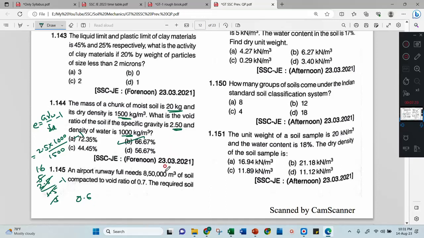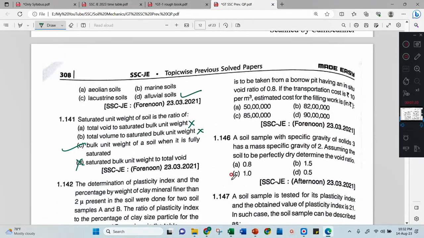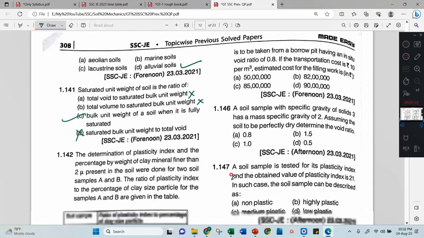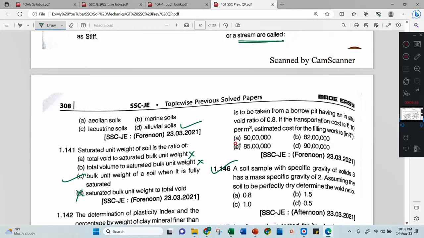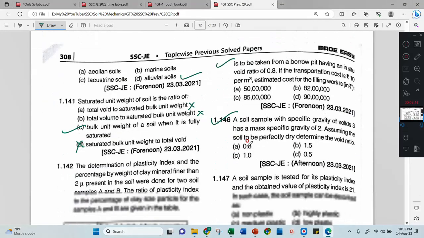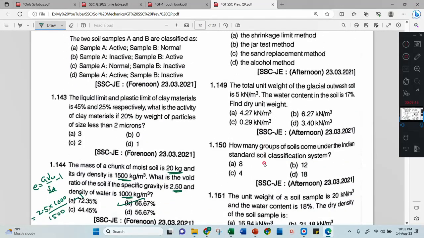Remember, in your first paper, calculator is not allowed. In paper 1 calculator is not allowed. No? You solve this problem. You solve this problem. Next, you solve this problem.